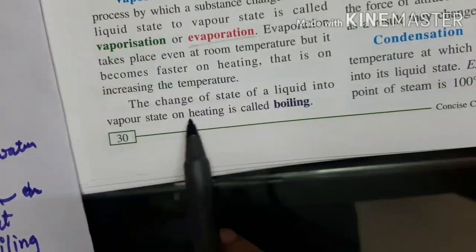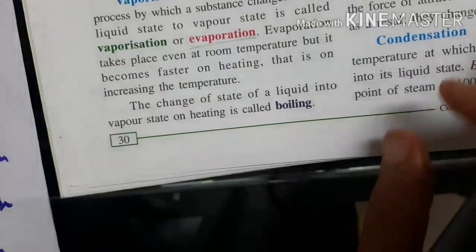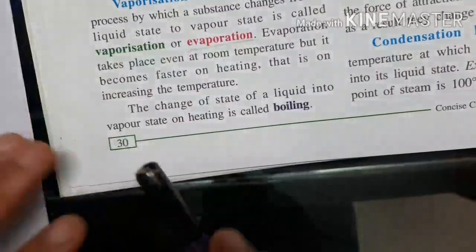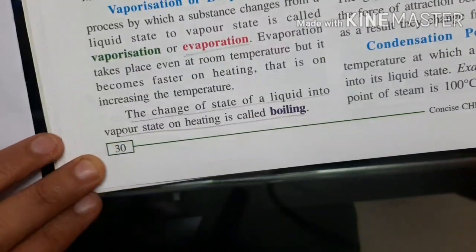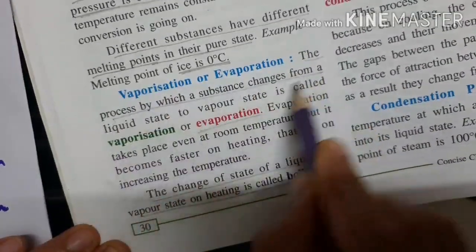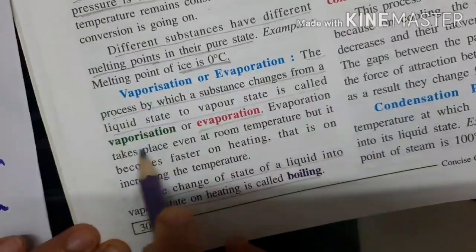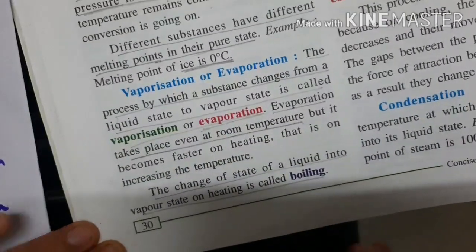Okay, so the change of state of liquid into the vapor state on heating is called boiling. Remember, underline this point. The process by which liquid changes into the vapor state is also called vaporization, but evaporation takes place at room temperature.